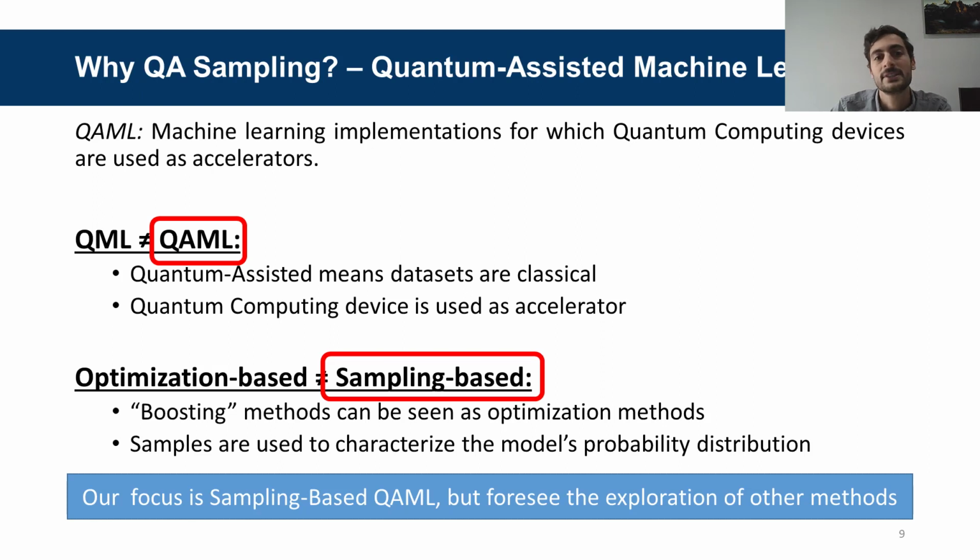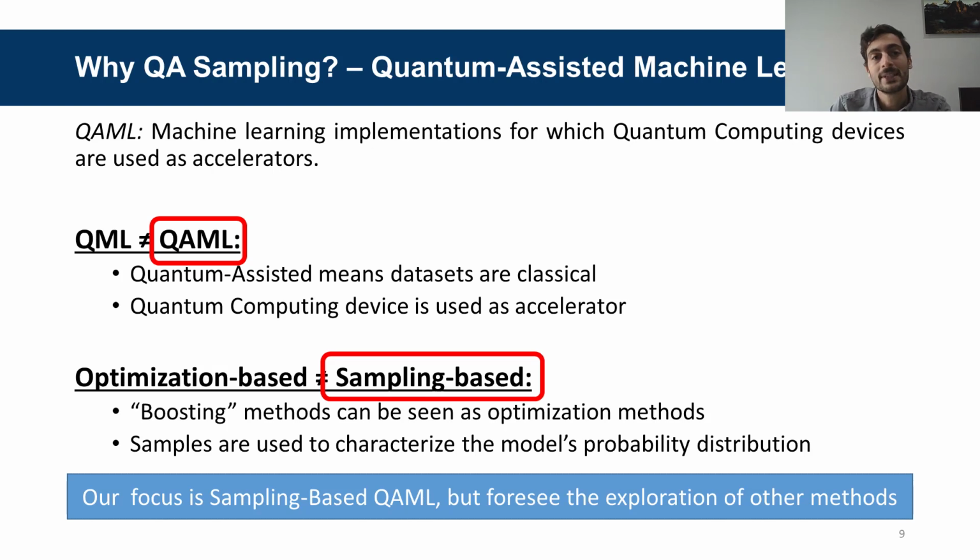And then the other distinction here that I'd like to make is between optimization-based QAML and sampling-based QAML. So some QAML algorithms exist, such as boosting, where the training algorithm can be modeled as a binary optimization problem. But we're more interested in those where the samples of the quantum annealer are used to characterize the model's probability distribution. However, we don't completely ignore the other applications. A lot of our work applies for both.